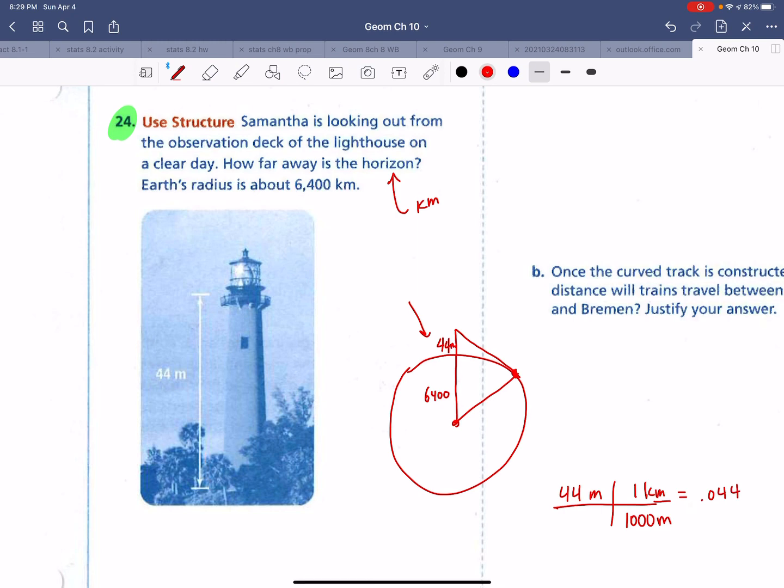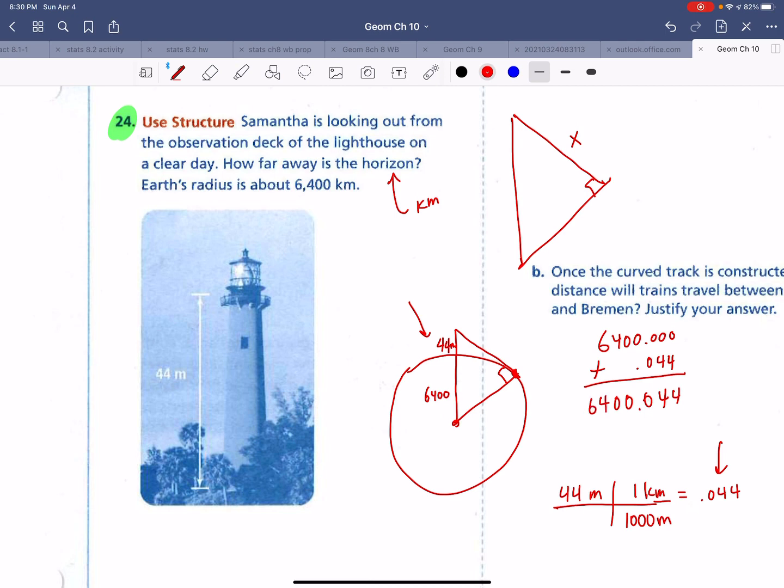0.044. Okay. So if we look at this, this is a right triangle. I'm just going to blow it up even bigger. And this is our horizon. That's what we're solving for. And this is our 6,400 plus just a little bit of extra, the height of our lighthouse. So 6,400.044. Yeah, there you go. That's this distance right here. Now, what is this distance? That's that same 6,400.